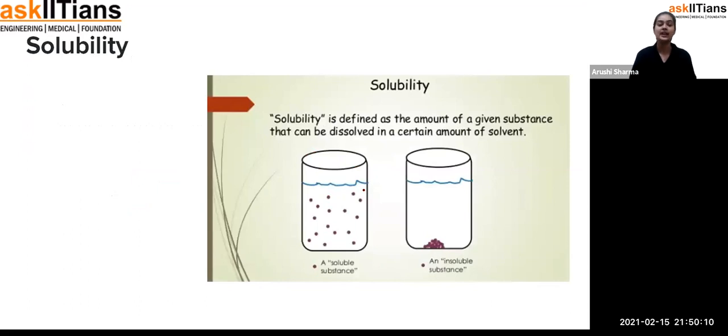Now, solubility. Students, we have already talked about mixtures, and some substances are soluble, some substances are not soluble. So solubility is defined as the amount of a given substance that can be dissolved in a certain amount of solvent. For example, students, you can see here these are two beakers and both are containing the same level of water. In one, you can see that the substance is soluble because it is spreading in all directions. But in the other, the substance is not soluble because it is settling at the bottom.